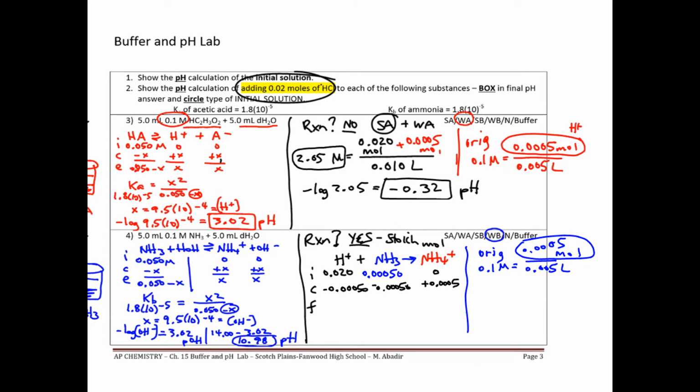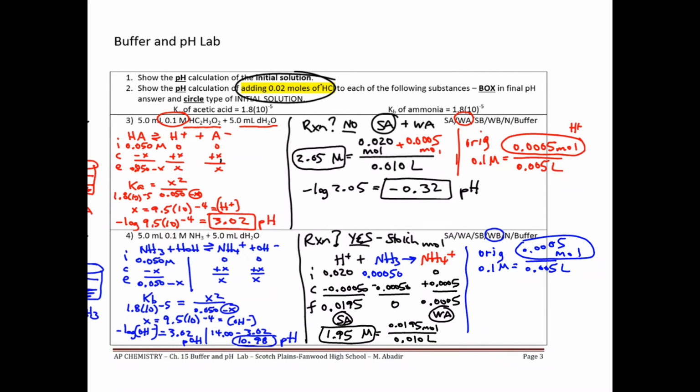So look at what I have when I'm all done. I have 0.0195 of this, 0 of that, and I have 0.0005 of this. So I have a strong acid. So now I'm back to solution scenarios: a strong acid and a weak acid. And when that happens, I only care about the strong. So I'm going to do molarity equals moles, 0.0195 moles, over liters, 0.010 liters. So that's going to give me a 1.95 molar H plus.